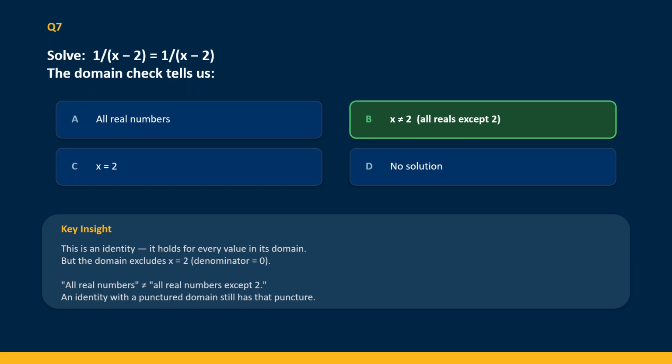Choice C, x equals 2, represents a fundamental misunderstanding. x equals 2 is the one value that is not in the solution set. Choice D, no solution, is the opposite extreme and is also incorrect. This question thus tests the student's ability to reason about the interplay between algebraic truth, the equation is an identity, and domain constraints. The identity has a punctured domain.